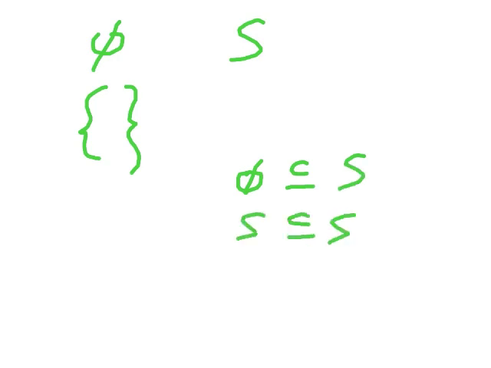If you want to use subsets to show equality, you need only show that A is a subset of B and B is a subset of A. So that would look like this. This simply means that every element in A is in B and every element in B is in A, so they would have the same exact elements.